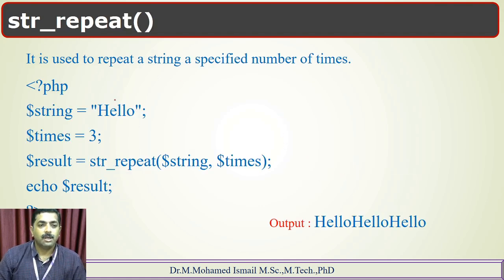String repeat is used to repeat a string a specified number of times. So I am storing hello in one string variable, and how many times I want to repeat it, so 3. So the result is string repeat of this string hello, and how many times? 3 times. So printing the result, hello will be printed here 3 times.